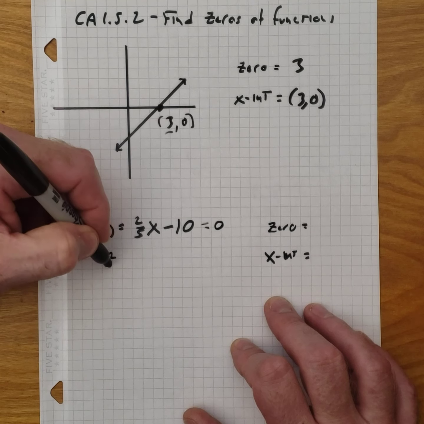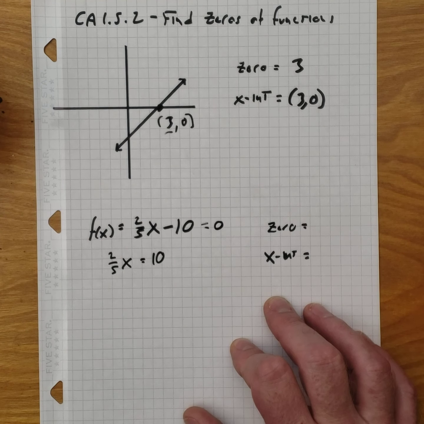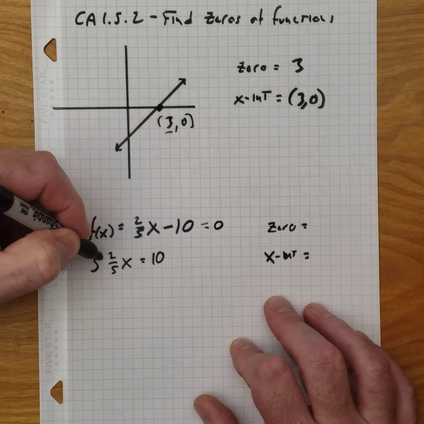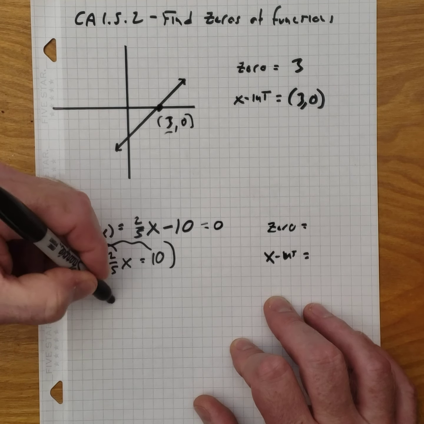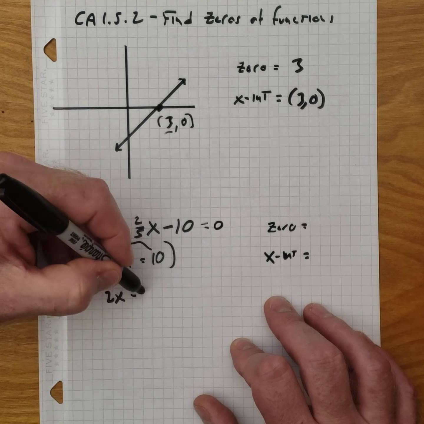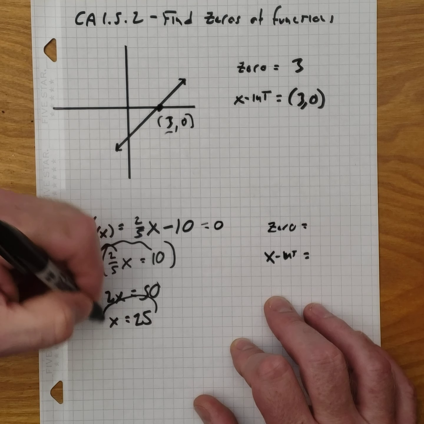Add 10 to both sides, get 2/5 x equals 10. Multiply both sides by 5. I just distribute through like that, and that gives us 2x equals 50. Divide by 2, we get x is 25.